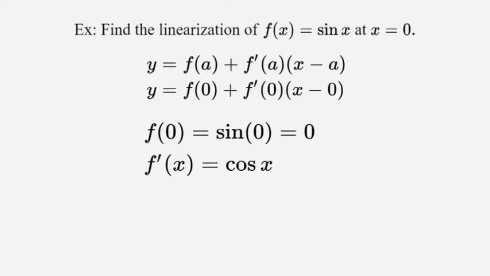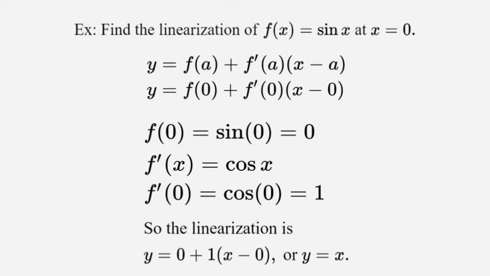And then the derivative of sine is cosine, and so f prime of 0 would be cosine of 0, and that would be 1. Now if I take those two values and plug them into the equation above where I should, it would get me that the linearization, the tangent line approximation of sine of x at x equal to 0 is y equals 0 plus 1 times x minus 0. And if I simplify that, it gets me the line y is equal to x.